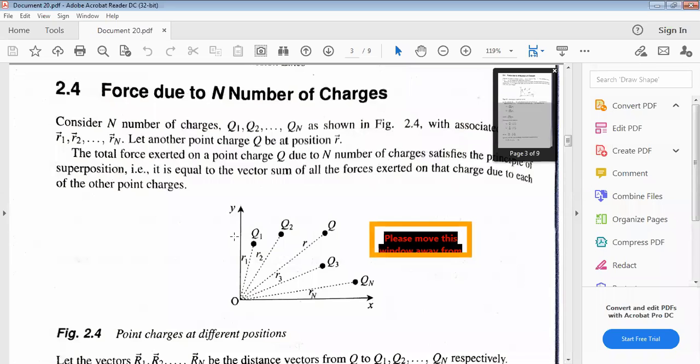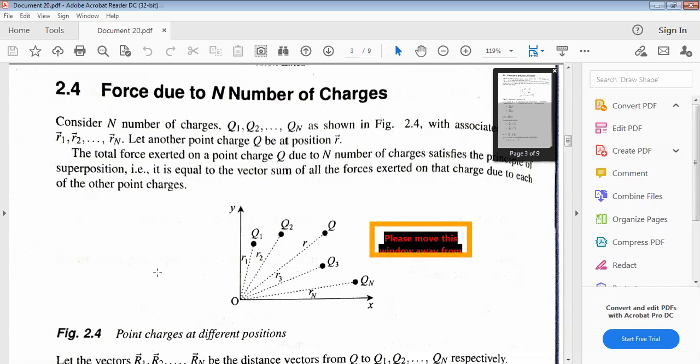And how much force acts on it? The total force exerted on the point charge q due to the n number of charges. This is the reference point charge. Q1, Q2, Q3, Q4, Q5, up to Qn, where n number of charges are there. How much attractive or repulsive force acts on that charge q, that's the point you have to find out here.